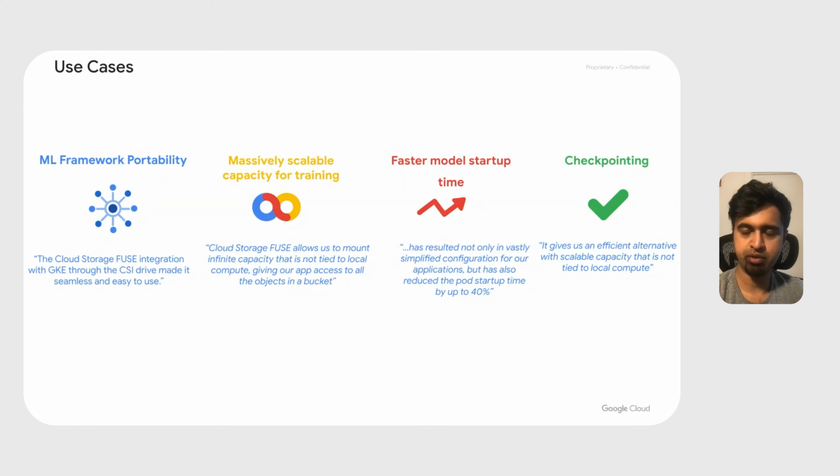There's faster model startup times. And there are additional use cases where people also write back some of the checkpoints to GCS. GCS is really cost effective as well to store your data. So a lot of these models, what they do is make sure that they save their state so that it can be restored during any failure event. Customers do write checkpoints back, and GCS Fuse CSI driver fully supports writing back checkpoints to GCS.